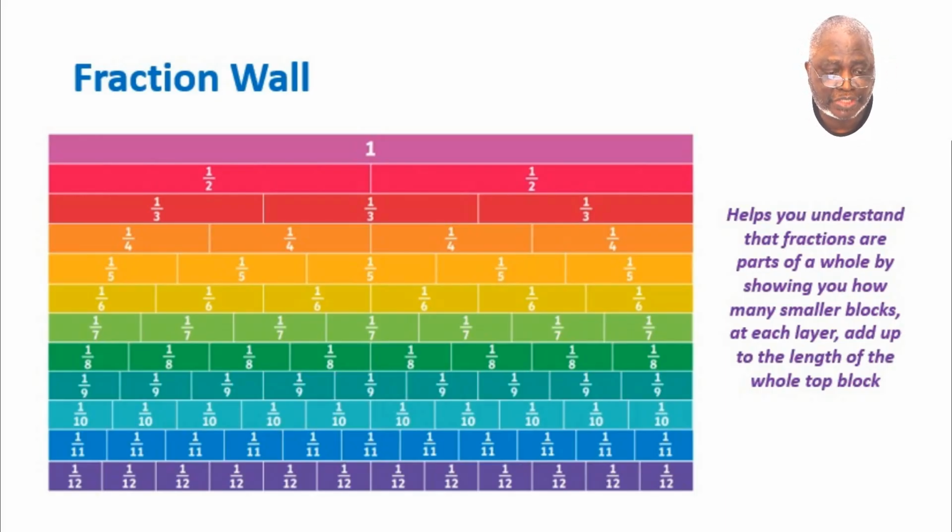At the second layer, 1/3 plus 1/3 plus 1/3 is equal to 1, and so on, right down to the bottom bit, 12ths. 1/12 plus 1/12 plus 1/12 all add up to a whole, and you can see they are equivalent as you go through. So this is very, very important. Use the fraction wall to understand your fraction better.